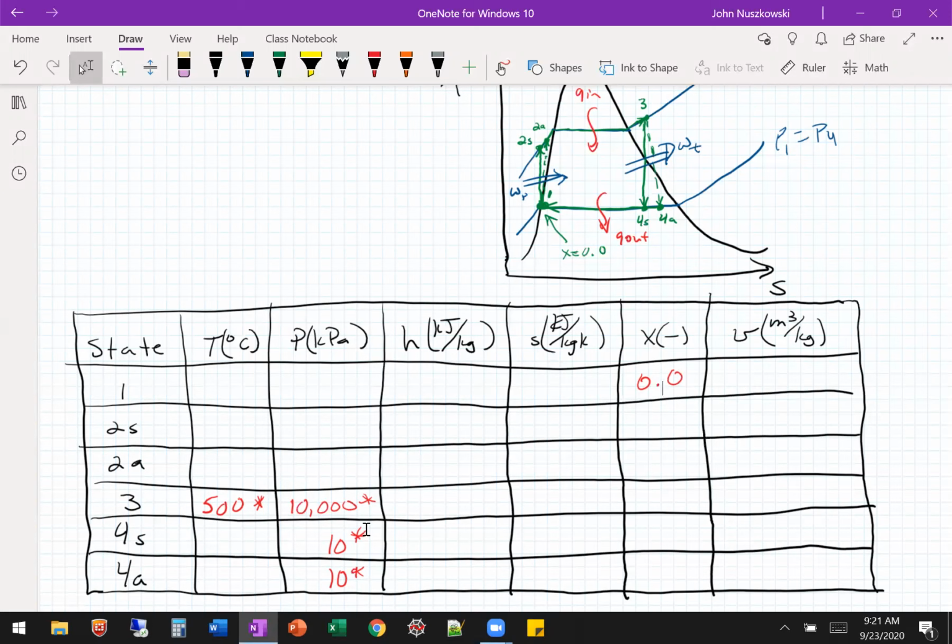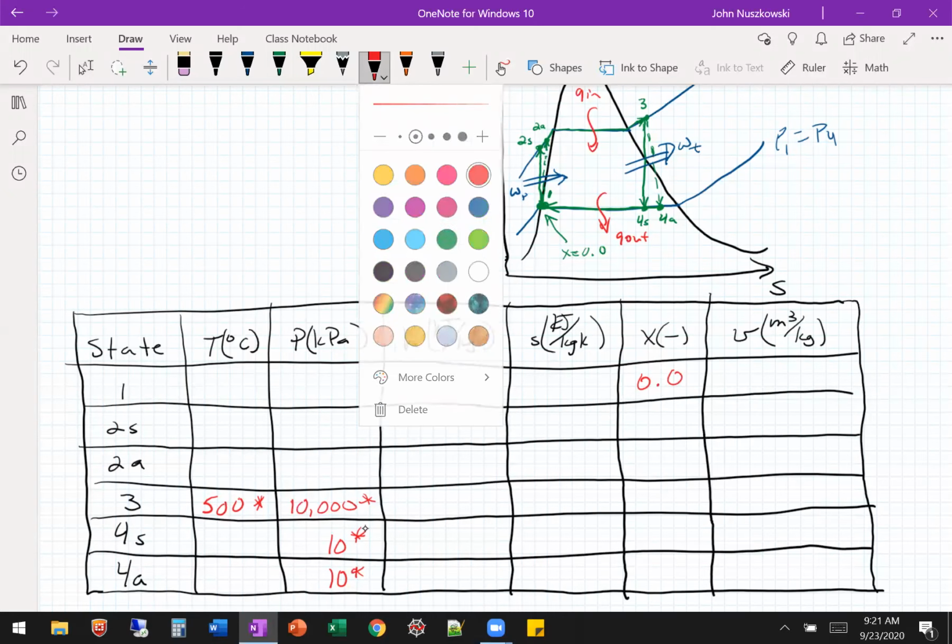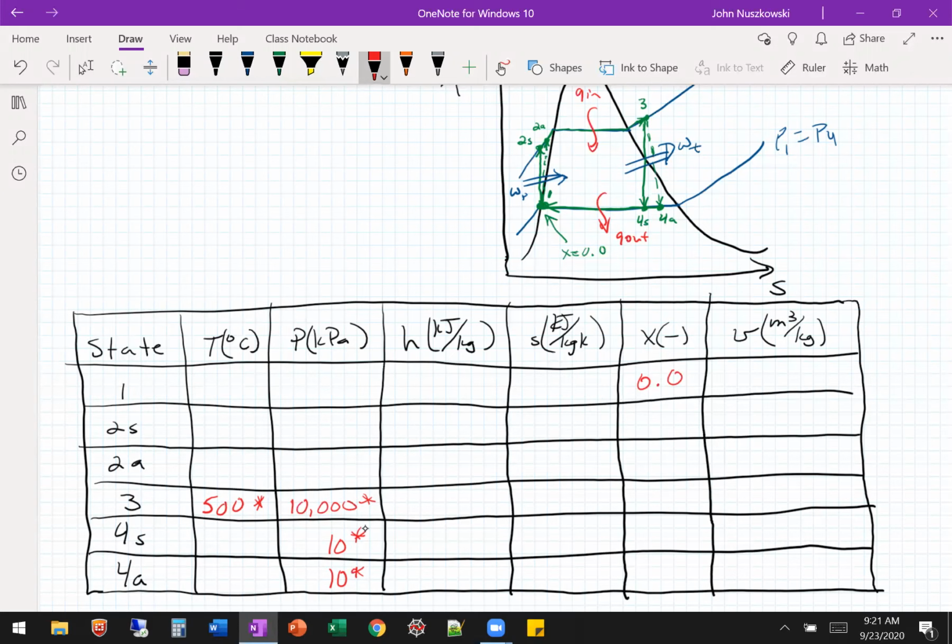Pressure 2 and 3 should be the same. Yeah, so we know the pressure at 2 is the same as 3 because we're going through that boiler, okay? And flowing the fluid through. Okay, so we have that. State 1, do we know anything else about state 1?